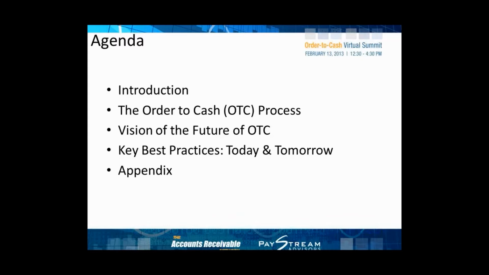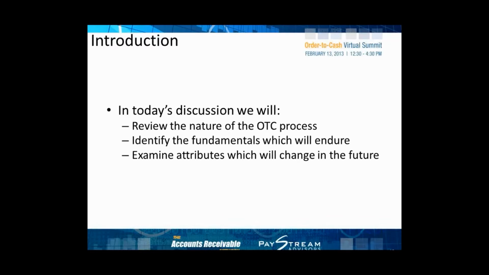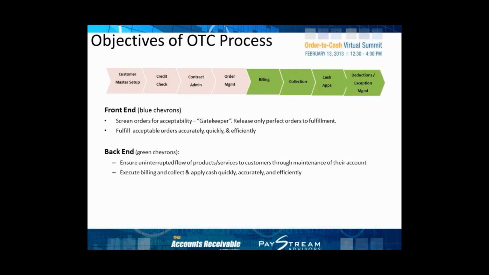Some of those best practices will endure. They won't change. They're fundamental building blocks of order to cash, but others will change, and then if we have a little time, we can get into some more detail in the appendix. So again, we're going to look at the nature of the process. As I mentioned earlier, there are some fundamentals that are not going to change, and there will be some that do change, and we'll look at those. Quickly, the definition. You see those chevrons at the top. These are what we think are the 8 key segments of the order to cash process.